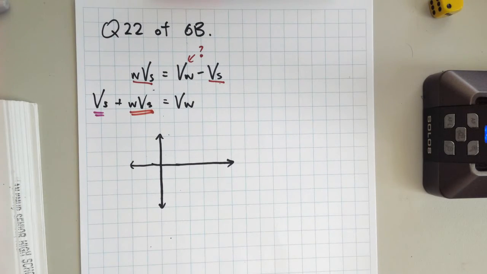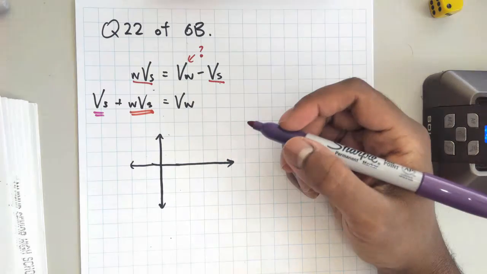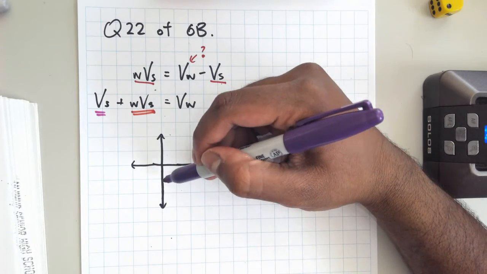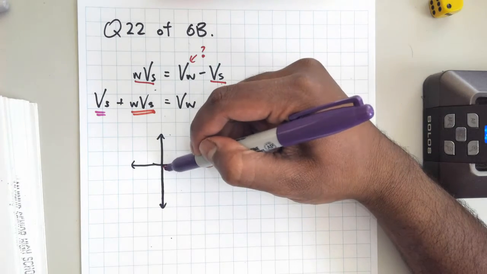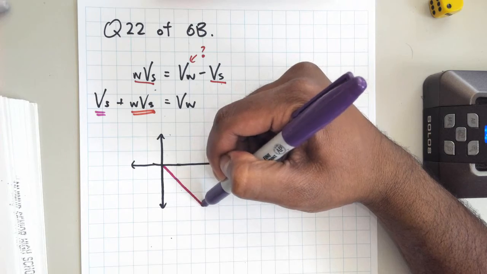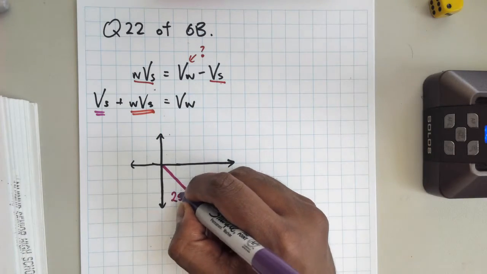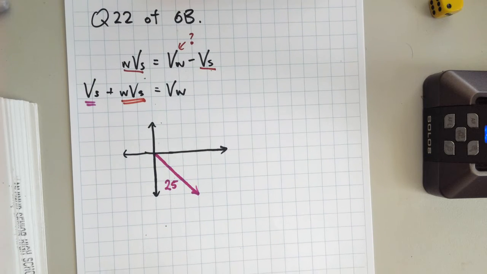So to a person on a ship moving southeast at 25 kilometers an hour. That's southeast, so that's south there, that's east. We're going to go this way, exactly southeast. That's going to be 25 kilometers an hour.